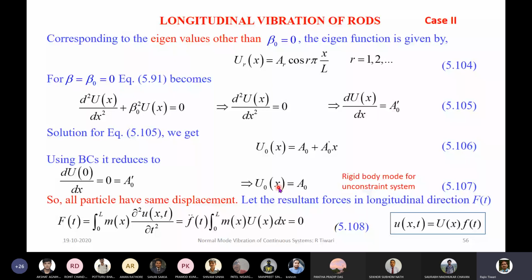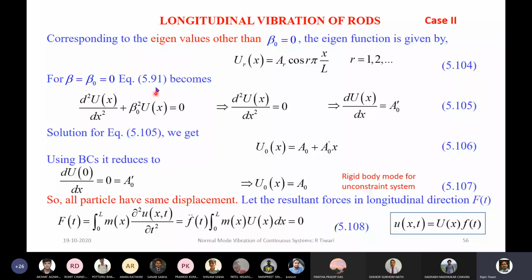Now, corresponding to the eigenvalue beta equal to 0, let us analyze this mode's eigenfunction. We represent it as beta naught, so beta naught is 0. The eigenfunction we have of this form is actually for all other cases other than beta naught equal to 0. For beta naught equal to 0, we derive the eigenfunction from here.